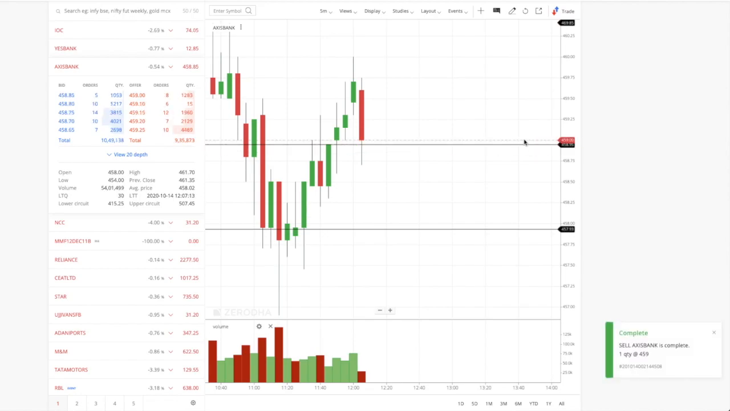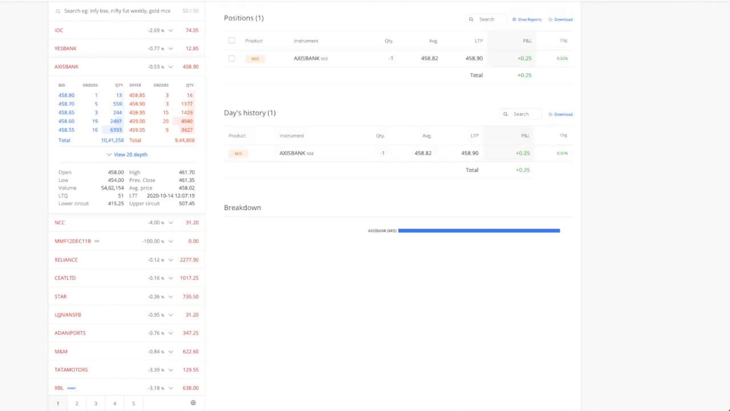Okay. Now I have sold it at 459. So when I sell it, definitely the net quantity shown over here is -1. Now, I sold at 459 and I want to buy it at a lower price, right? Obviously, if you sell something, you want to buy it at a lower price.